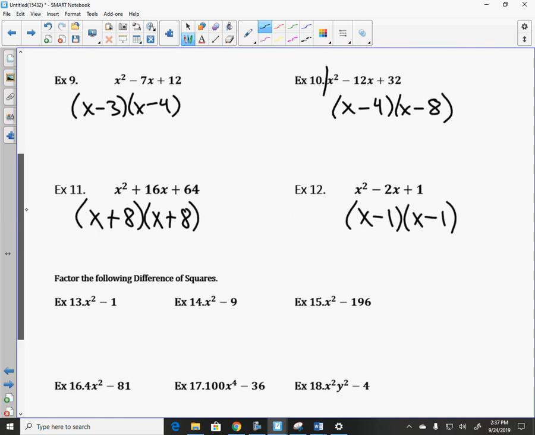Okay, as we look at 9, 10, 11, and 12, you should have x minus 3 times x minus 4. For 10, x minus 4 times x minus 8. If you look at 11, the two numbers that multiply to 64 and add to 16 are 8 and 8. So do you know how else we can write that? Squared. So this would be x minus 8 squared.